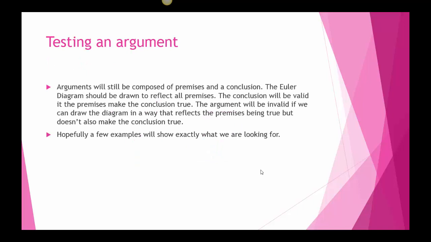Now when I test an argument, the arguments will still be composed of premises and a conclusion. That won't change. The Euler diagram should be drawn to reflect all the premises. The conclusion will be valid if the premises make the conclusion true. The argument will be invalid if we can draw the diagram in a way that reflects the premises being true but doesn't also make the conclusion true.